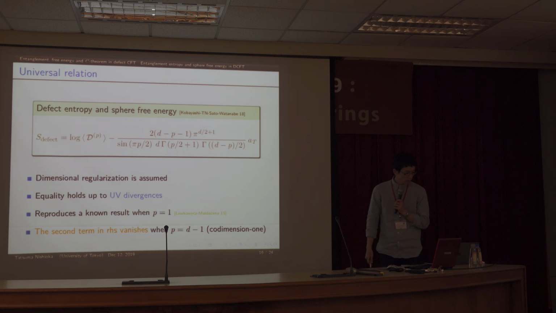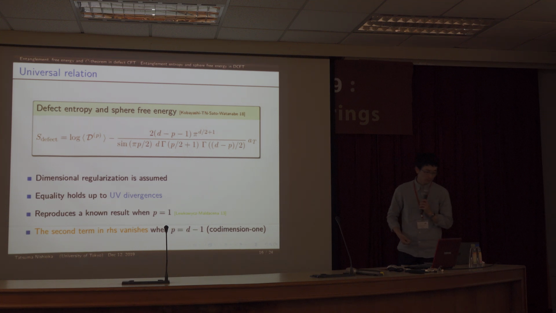Okay. And also, using dimensional regularization, you can see that there is a pole coming from this sine factor. So when p is even, this vanishes. So there is a pole, which means that there is a conformal anomaly when the dimension of the defect is even. So this is a conformal anomaly associated with defects.